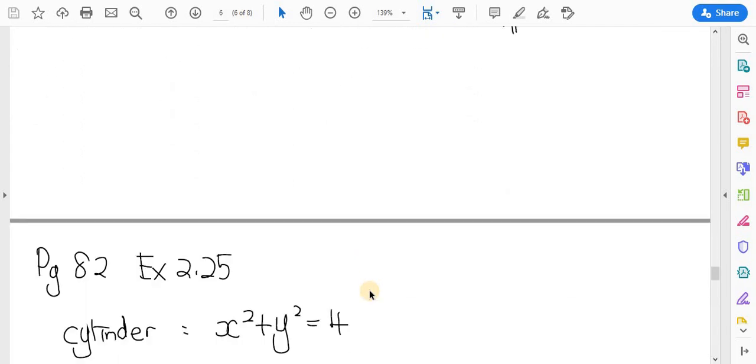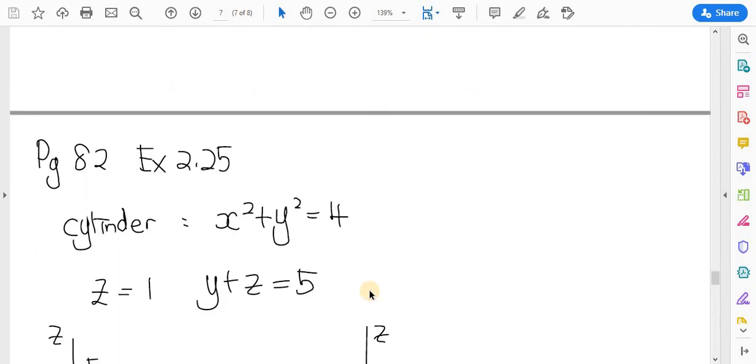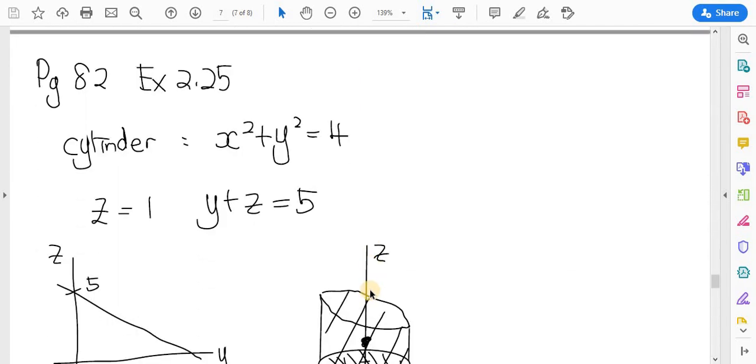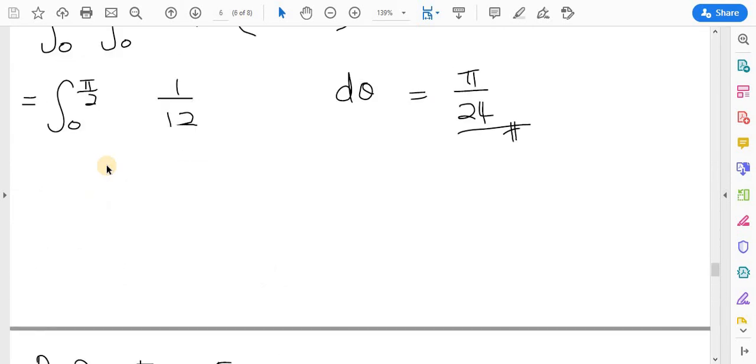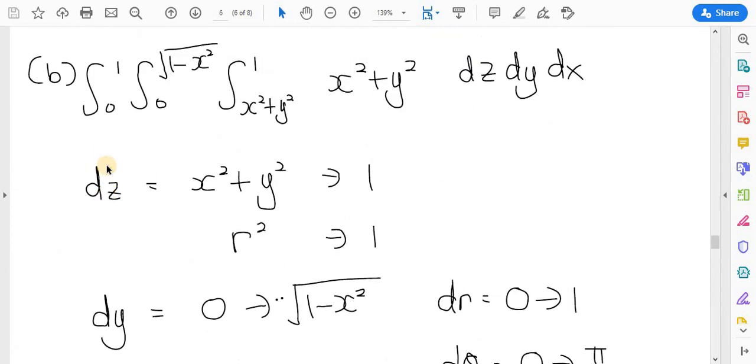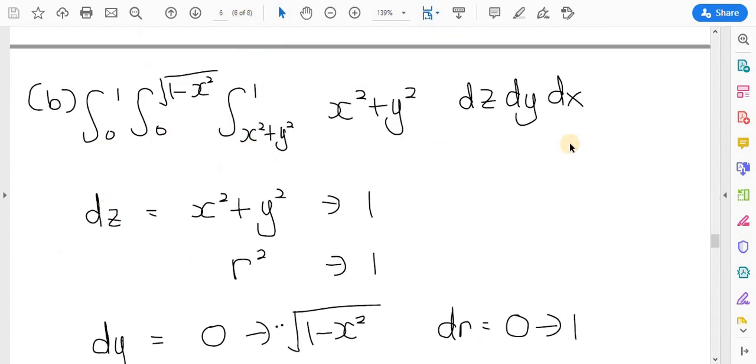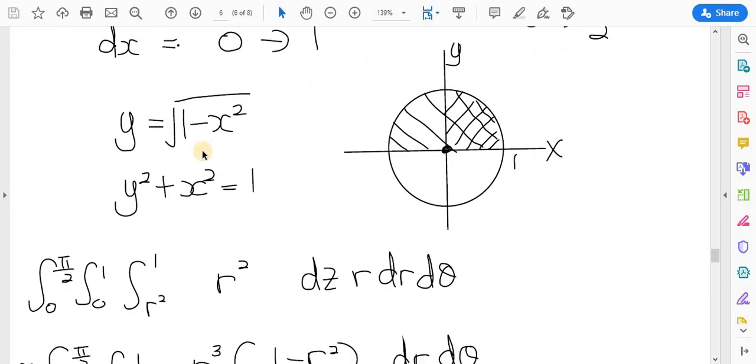Okay, next, let's move on to page 82. Exercise 2.25. Now we are going to use triple integrals to find the volume of a solid. The previous question was just a warm-up exercise, to convert this thing to cylindrical coordinates and then solve it.